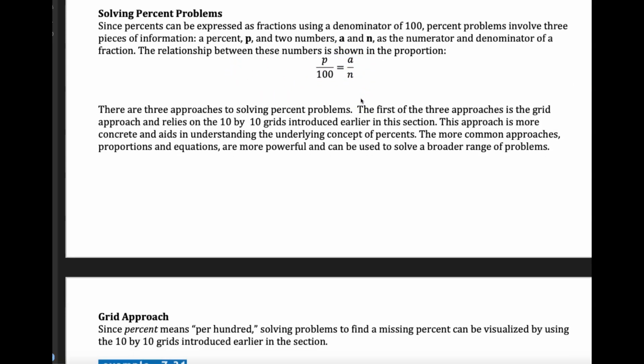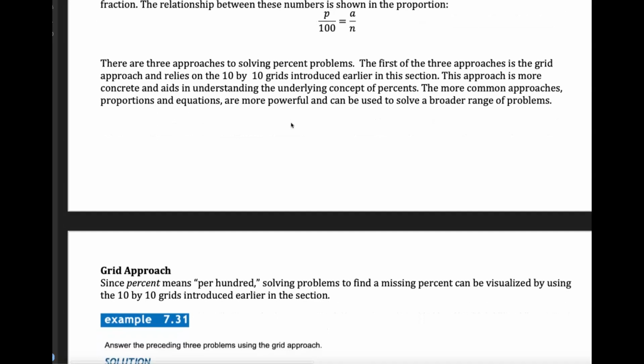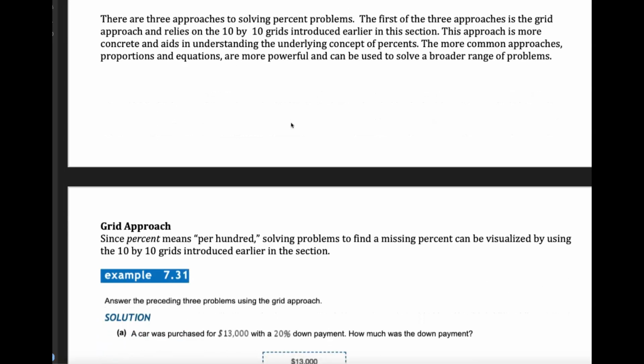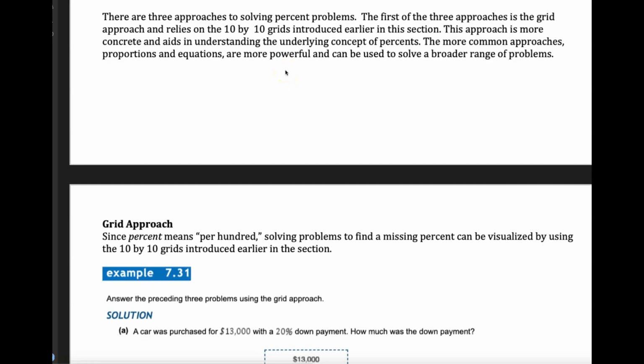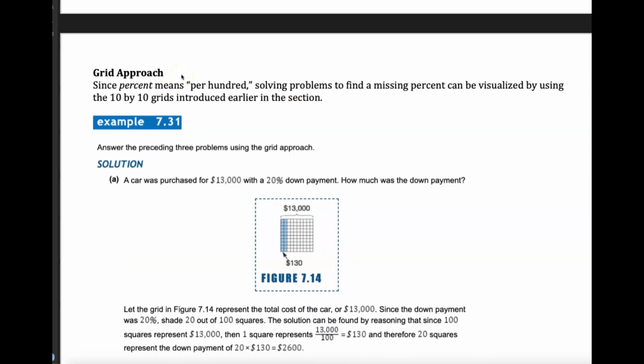One way to solve it is to use proportions. We outline here three approaches related to this type of thinking. The most common approaches, proportions and equations, are used, but we have some other ways to look at that. One way is through a grid approach.